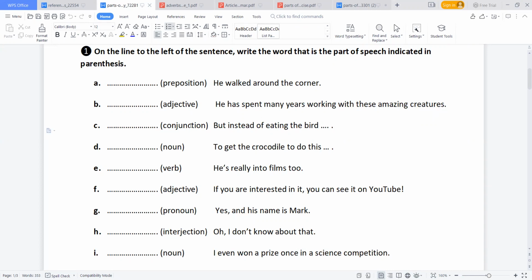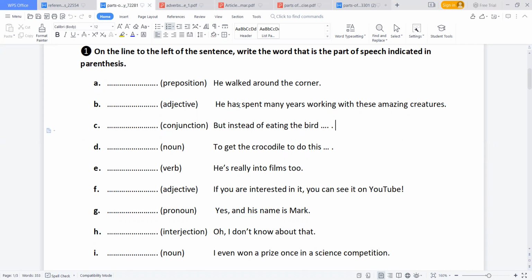Next, conjunction. Is spent also an adjective? No, spent is not an adjective. It's a verb. He has spent many years. So the action he has done for many years is spent.